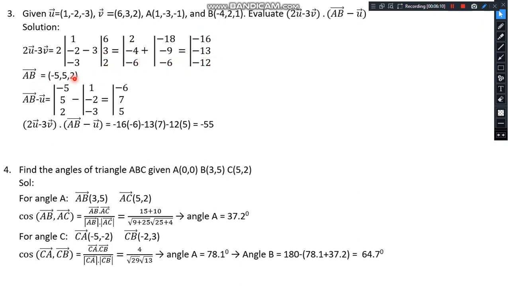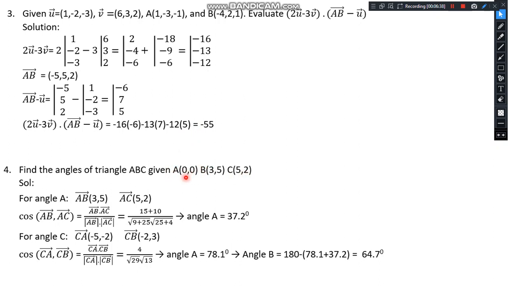And this is vector AB, x_B minus x_A, etc. So this is AB minus vector u. You have the components, so you need to multiply these components by these components. We are going to get minus 16 times minus 6, plus minus 13 times 7, plus minus 12 times 5, which is minus 55.